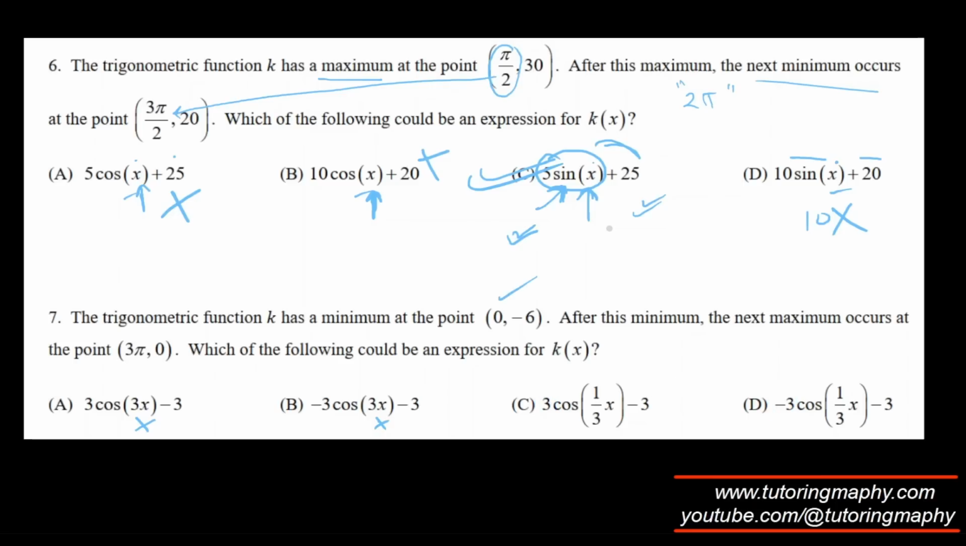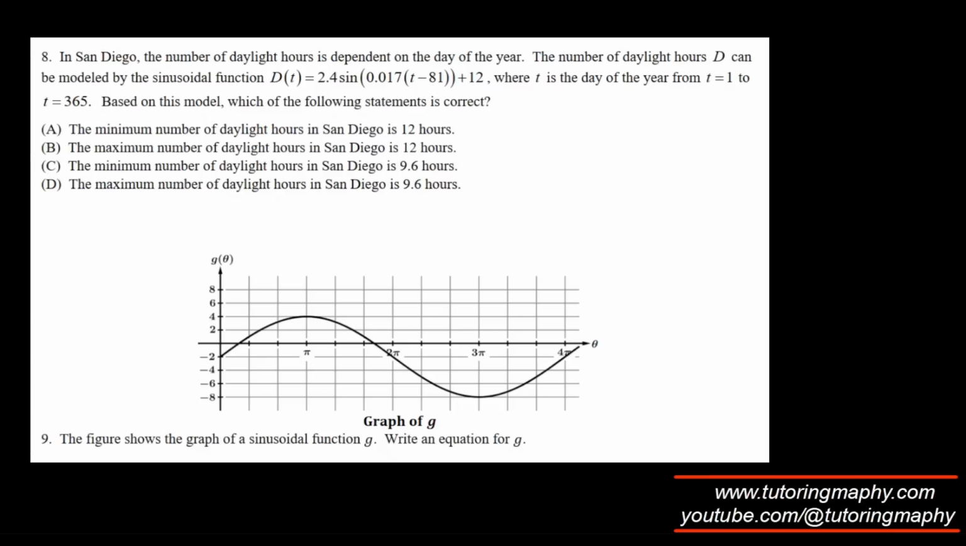whether it's 3 or minus 3. So let's plug in 0 and see which one is giving negative 6. If I plug in 0 here, cos 0 is 1, 3 times 1 is 3, 3 minus 3 is 0. That's not it. If I plug in 0 here, this will become minus 3, which is minus 6. So that's absolutely correct. That's what I needed.